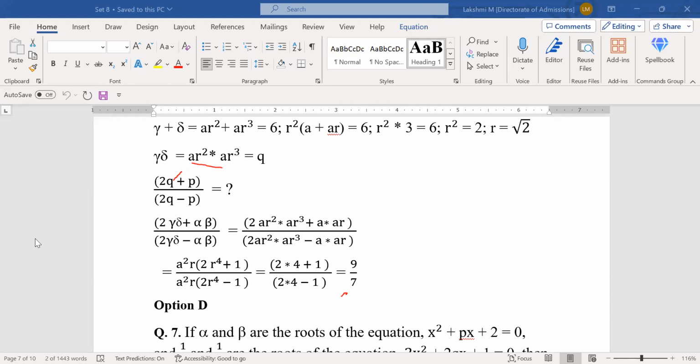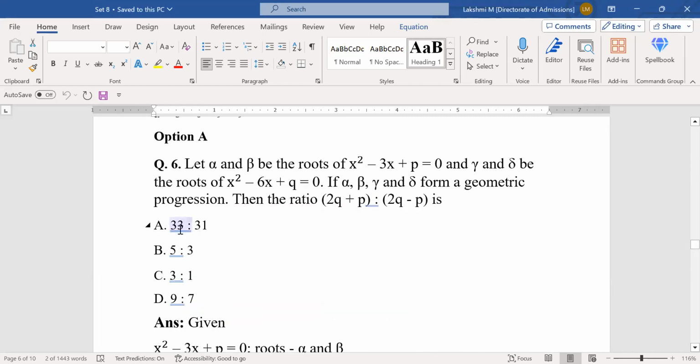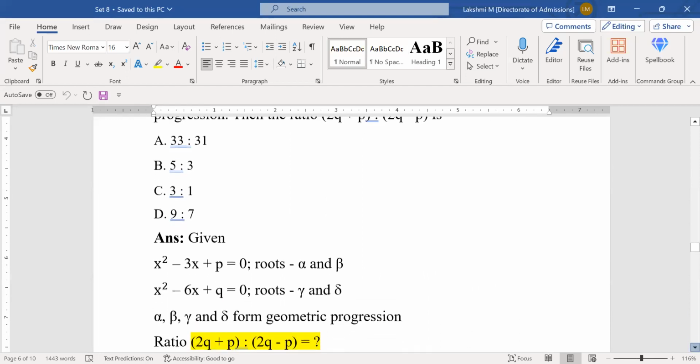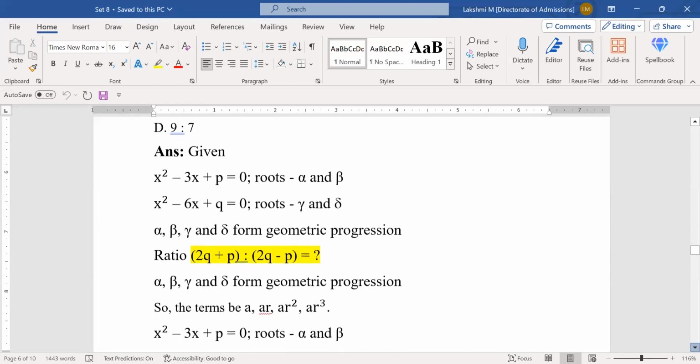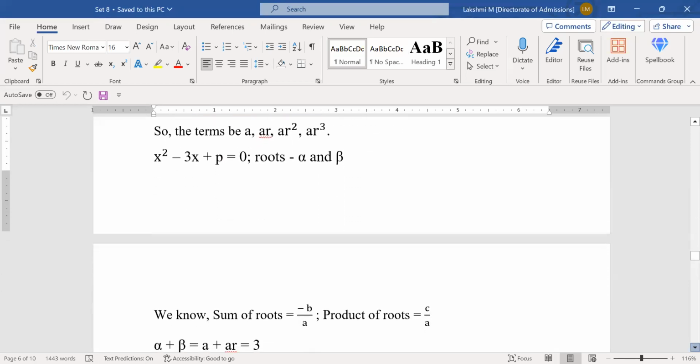I hope it's clear to all of you. I know a lot of students have given the answers as C and D. Okay, just a second. Somebody is requesting to show the options again. I've just changed it. It's 33 is to 31, 5 is to 3, 3 is to 1, and 9 is to 7. So just a very simple question where whatever is given in the question, you have to frame it in such a way that you will be able to find out what is being asked in the question.